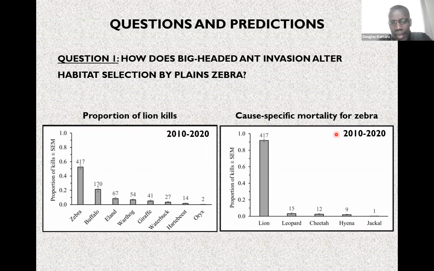The graph on my right shows cause-specific mortalities for zebras within the same period, 2010 to 2020. The x-axis shows the carnivore species within Ol Pejeta, and the y-axis shows the proportion. And therefore, what this one shows is that 90% of mortality for zebras is attributable to lions.